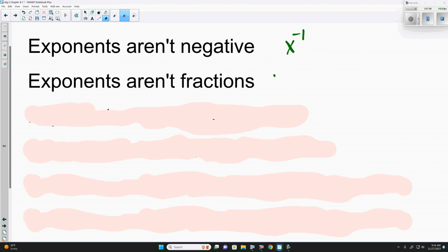Exponents aren't fractions. So what's that saying? X to the 1/2. I didn't even read: exponents aren't fractions. So we can't have x to the 1/2, x to the 3/4. The exponent cannot be fractional that's attached to the variable. We can have 2 to the 1/2 times x. That's fine. Numbers can have fractional exponents. Variables cannot have fractional exponents.